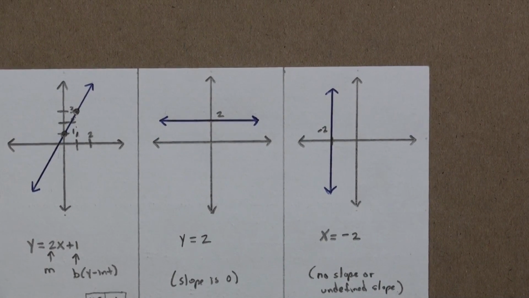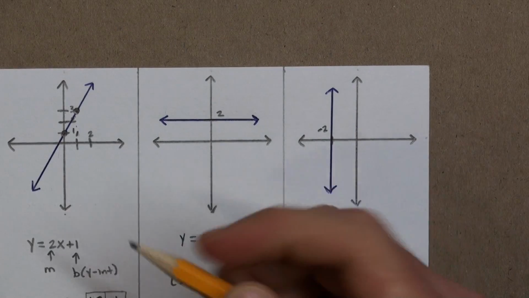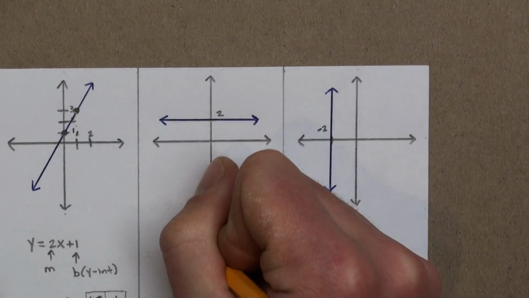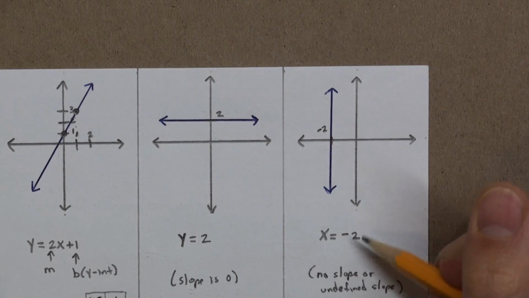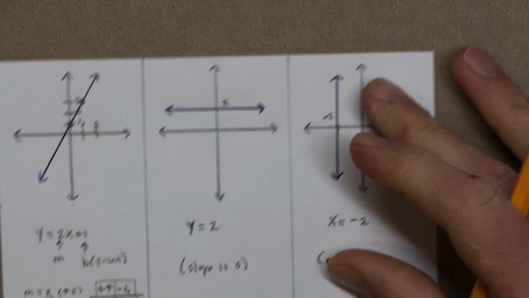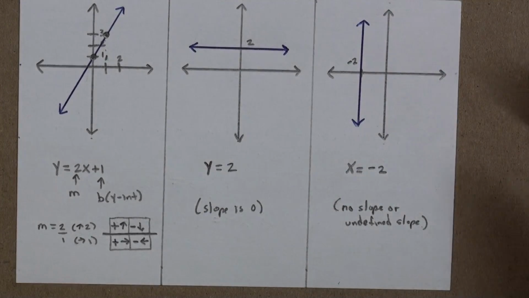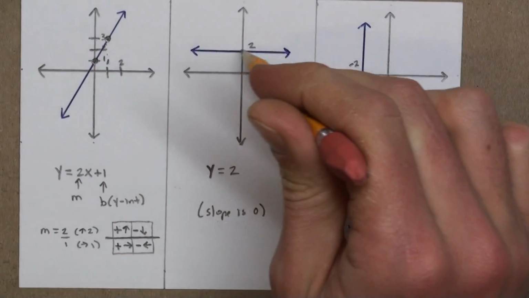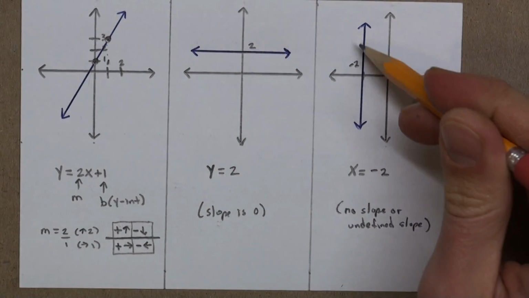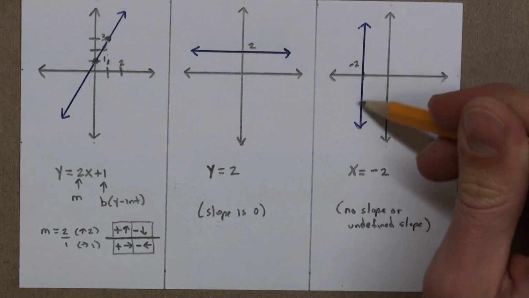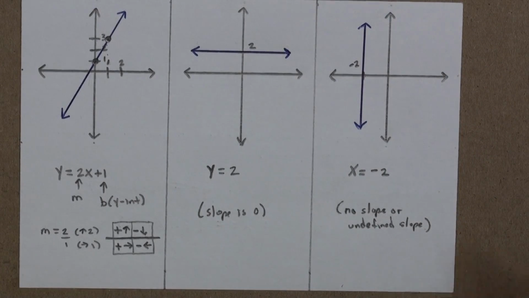You just have to know it, you have to memorize it, that y equals some number is a horizontal line and x equals some number is a vertical line. There is really no way around it. Everywhere on this line, my y value is 2. Everywhere on this line, my x value is negative 2. That's how you can remember it also. So that is card 150. Let's see what's next.